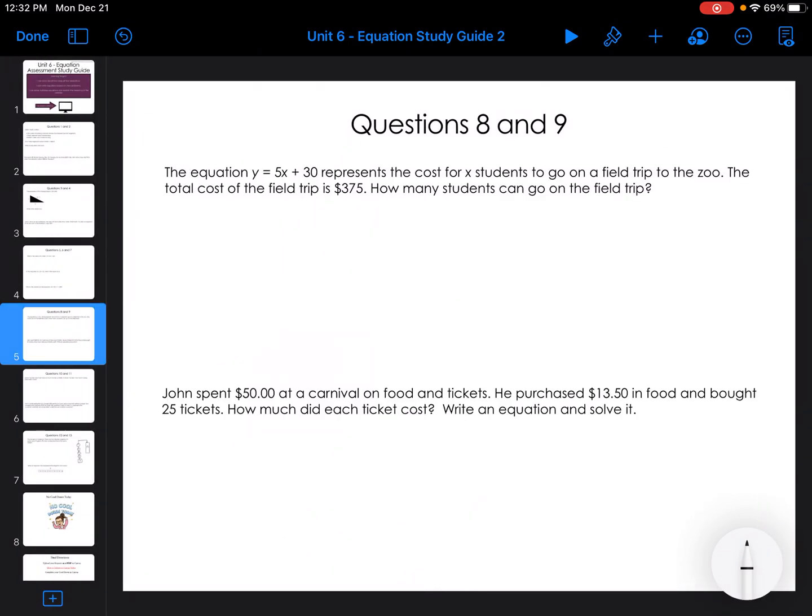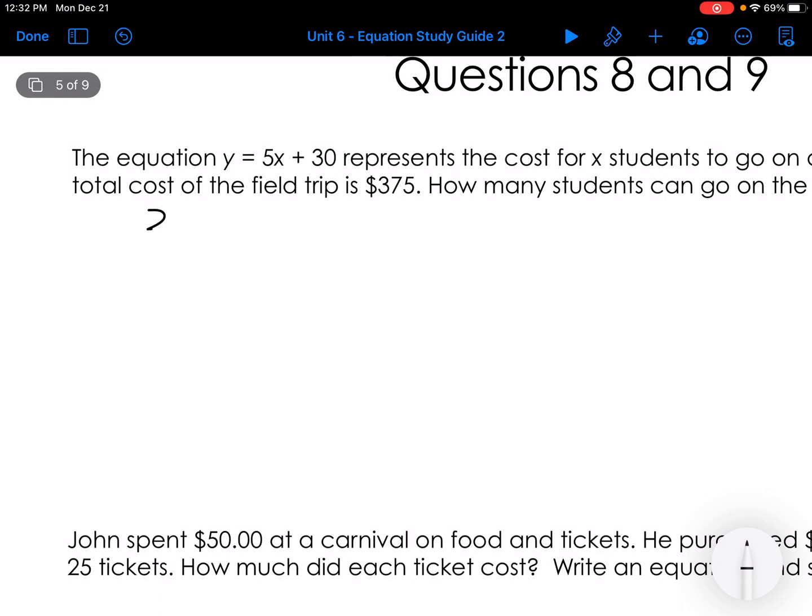All right, the equation y equals 5x plus 30 represents the cost for x students to go on a field trip to the zoo. The total cost of the field trip is $375. How many students can attend the field trip? So I have 375 equals 5x plus 30. So I have to zero out first.